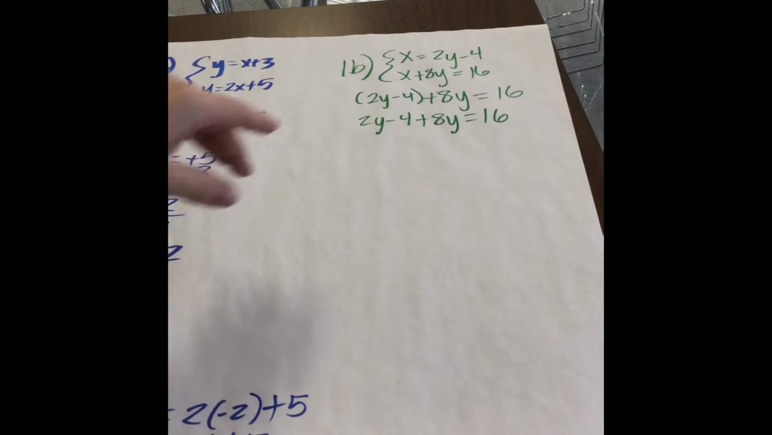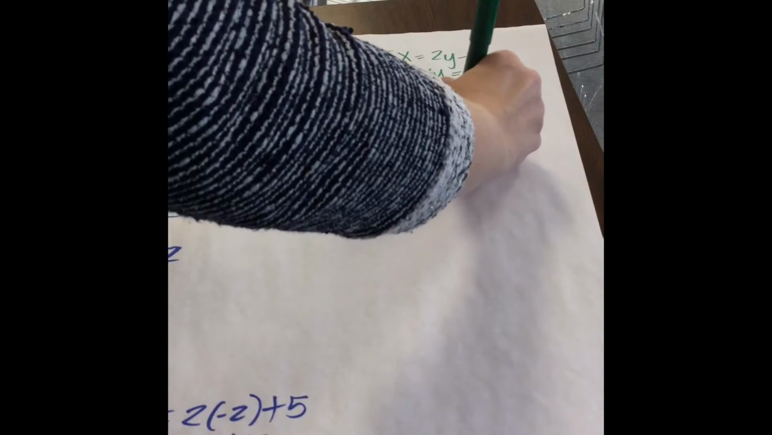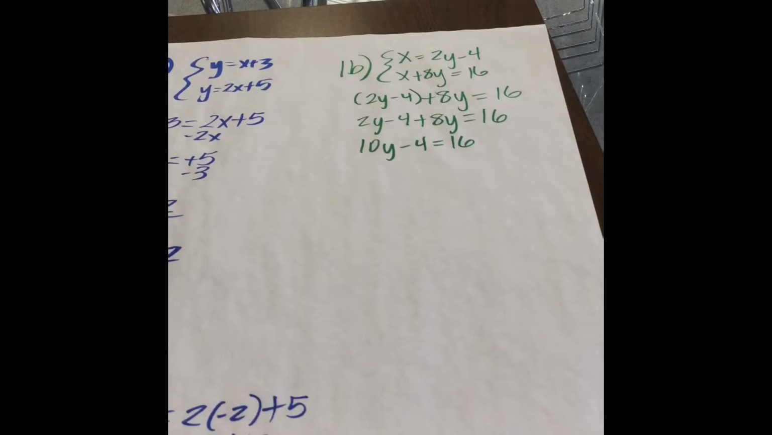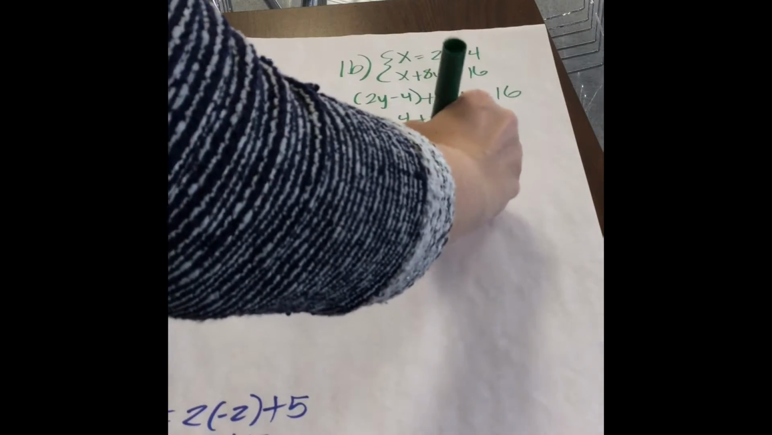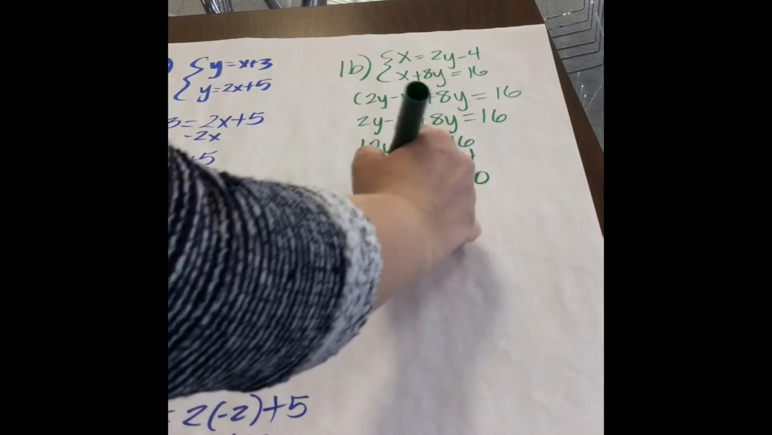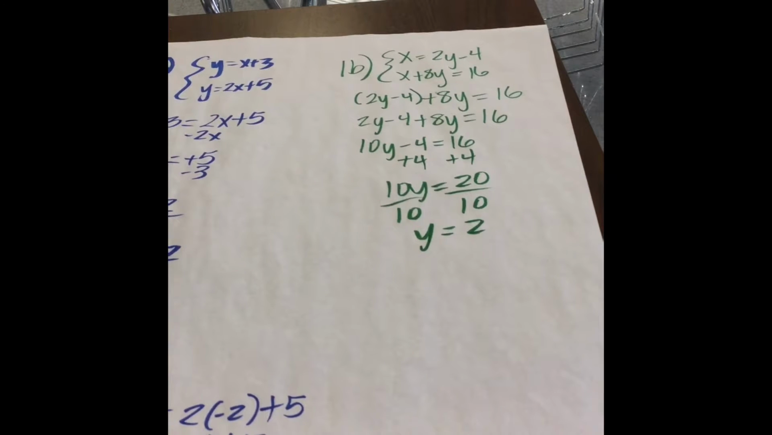Now I solve the equation. First, combine my like terms. 2y and 8y make 10y. And then I would add 4 to both sides. And that would give me 10y equals 20, and then divide by 10. So y equals 2.